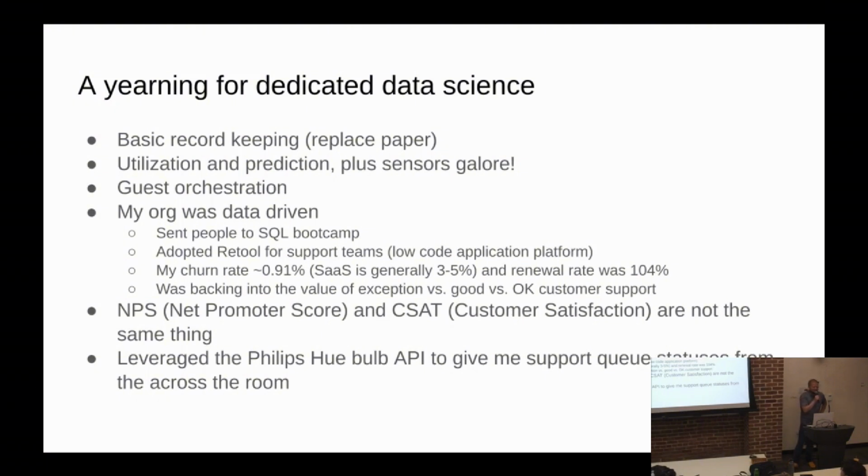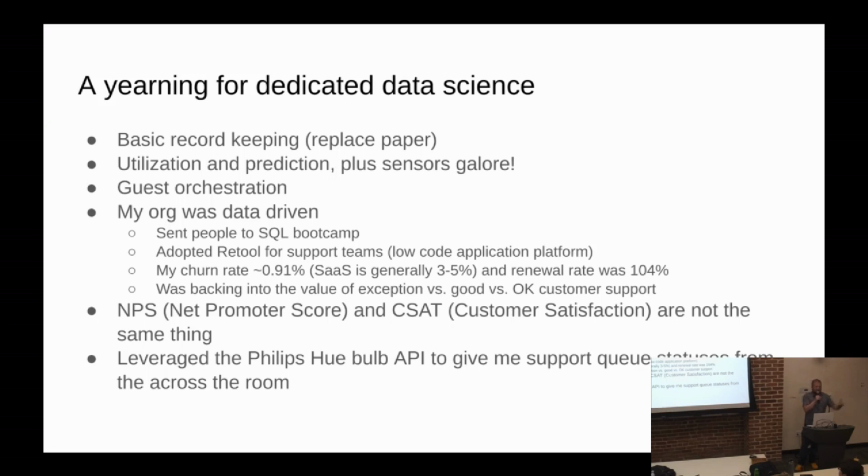I adopted Retool for support teams, which is a low-code application platform. They built their own tools with just pure SQL. It was amazing what they did. It was hands-off. They were building their own support tooling, and they would give me demos every so often. My churn rate was exceedingly small. I was very data-driven. I nudged people. I had high expectations. I watched people's stats. I made sure it was clear, and let them monitor their own stats as well, so that they could course correct.